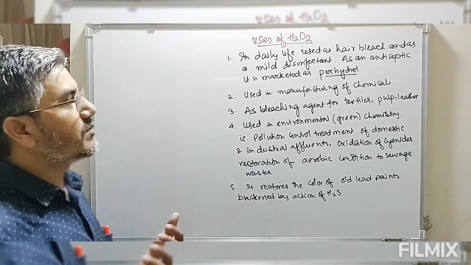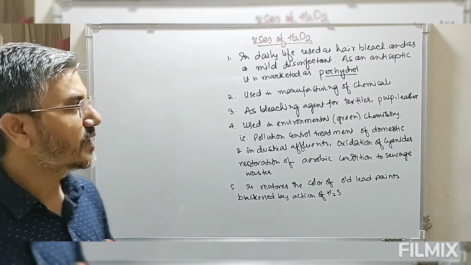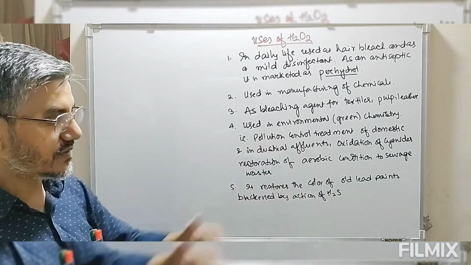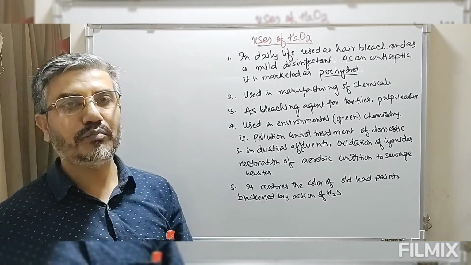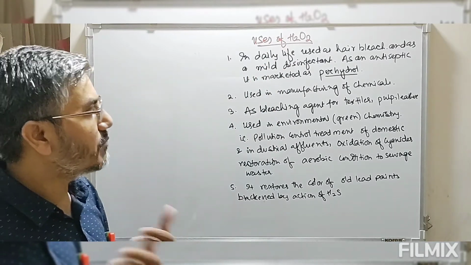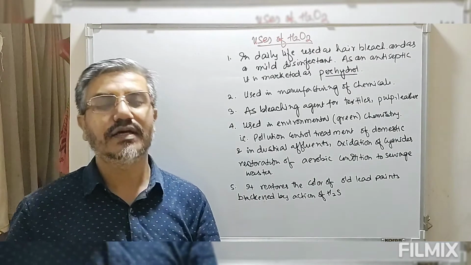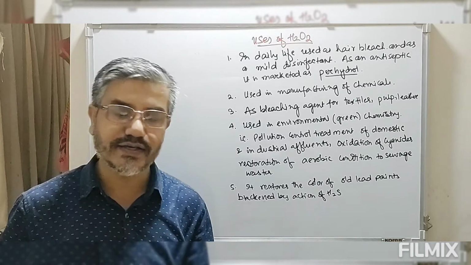And finally, some of the important uses of this compound, hydrogen peroxide. So we have some important uses of hydrogen peroxide which I have listed here. In daily life, this is used as a hair bleach and as a mild disinfectant, as an antiseptic. This is sold in the market as perhydrol.